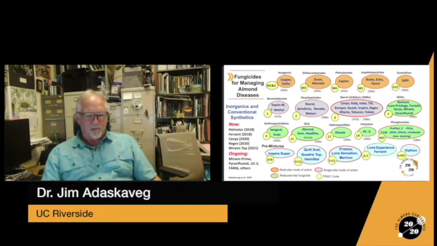So we're helping to develop new tools, and the goal is we would identify the materials that we would want to use. We say we start with Quadris Top, and then maybe we want to go to PhD, and then we end up with Quash. This would be an example of rotating between 3 different modes of action.